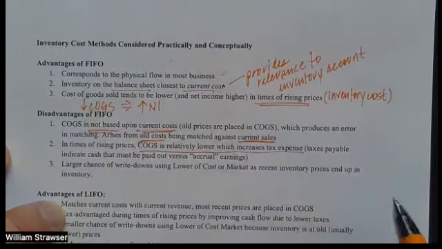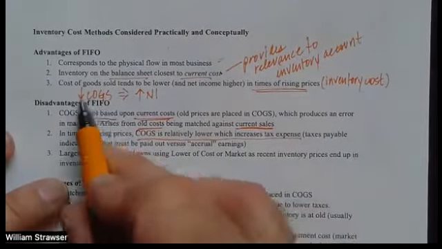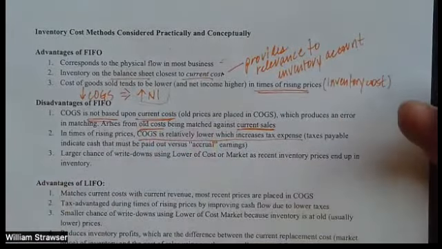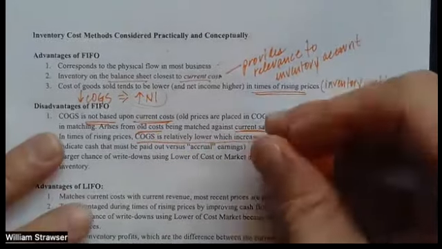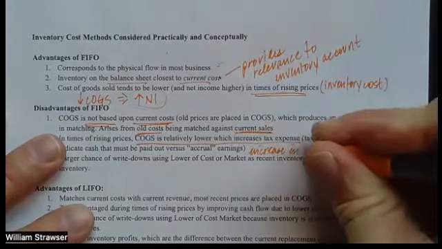That's something that actually drives most companies to choose LIFO. When cost of goods sold is lower, we report more net income. With more profits come more taxes. So we have an increase in taxes.